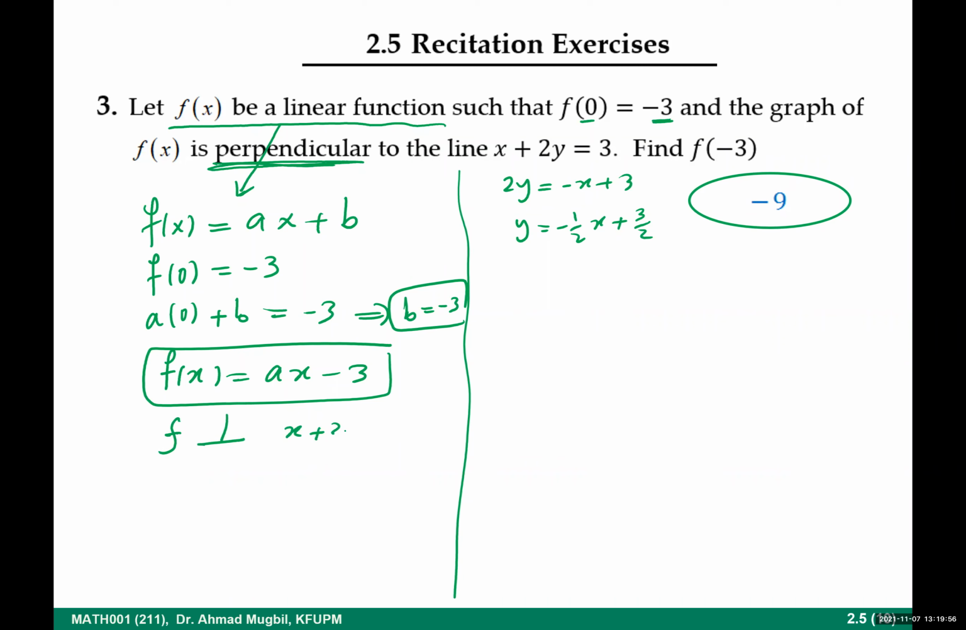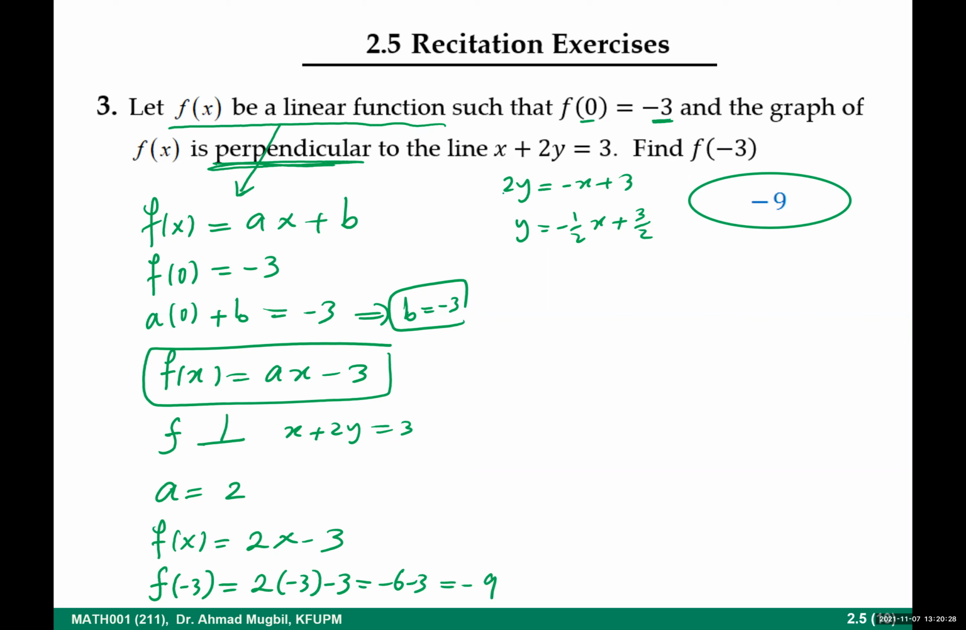Now let's update our function for the last time. It is 2x minus 3. What do we need to find now? The value of the function at -3. It will be 2 times -3 minus 3, which is -6 minus 3, which is -9. Who used another way, Shabab, to solve this question?